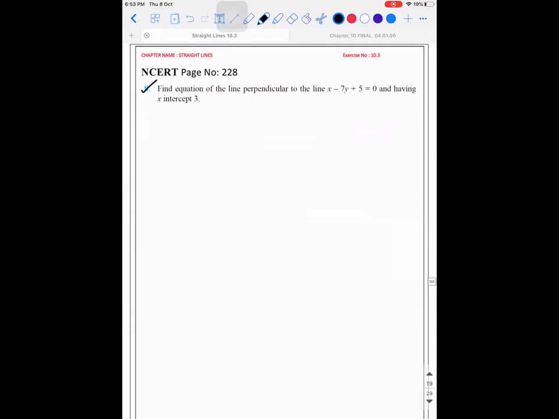Now look at the next, eighth one. Find the equation of the line which is perpendicular to the line x minus 7y plus 5 is equal to 0 and having x-intercept 3. So the solution is, so what is the given line? x minus 7y plus 5 is equal to 0.